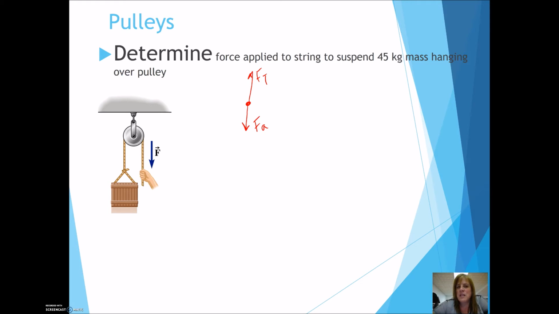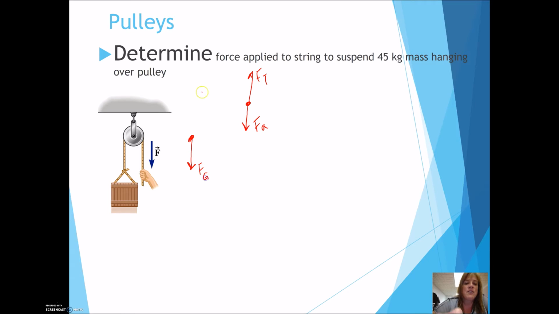Well, to find out the force I'm applying, I need to know the force of tension. Where is that force of tension coming from? Why is there tension? Well, it comes from the crate. So I have to draw a free body diagram of the crate also. Of course, my crate has a mass, so we need to pay attention to that.